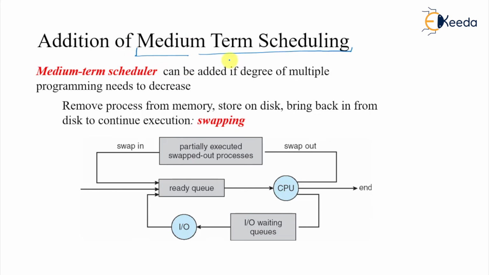The medium-term scheduler can be added if the degree of multiprogramming needs to be decreased. That means if you want to take some processes out of the ready queue, swapping them out to the disk and putting them in the suspend state, the medium-term scheduler comes into the picture. It removes the process from memory and stores it on disk, then brings it back from the disk to continue execution, an operation called swapping. So if you want fewer processes in memory, decreasing the degree of multiprogramming, we invoke the medium-term scheduler.